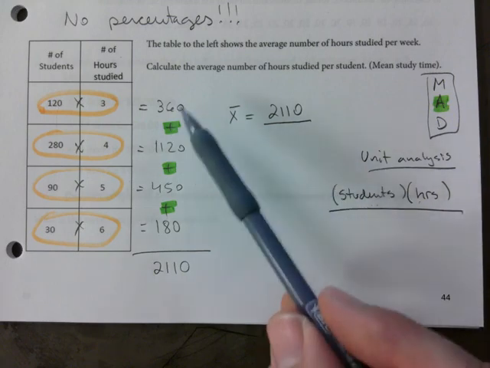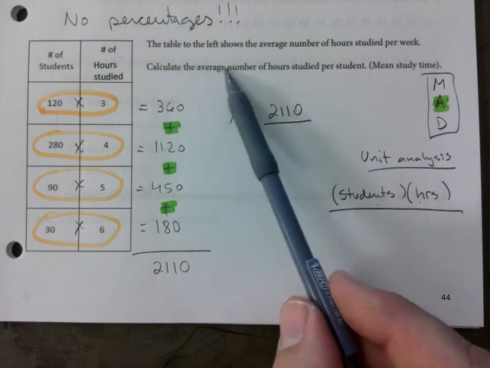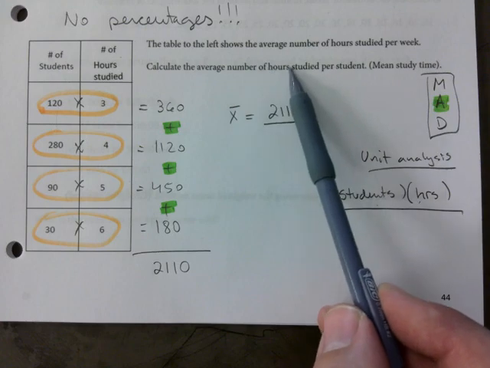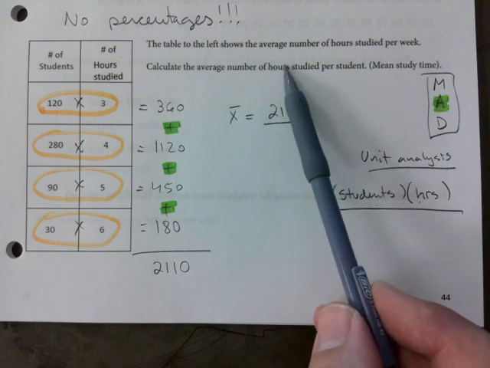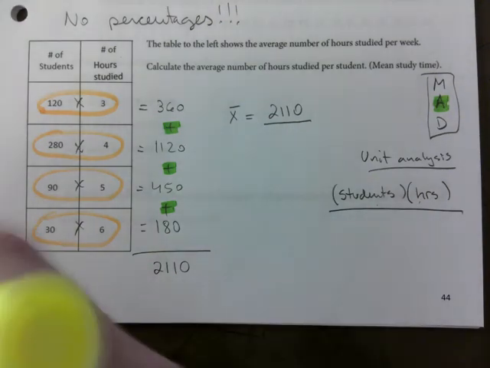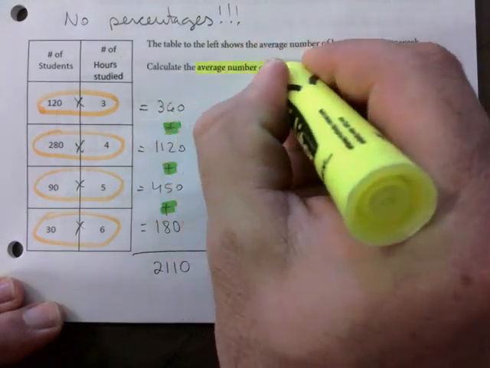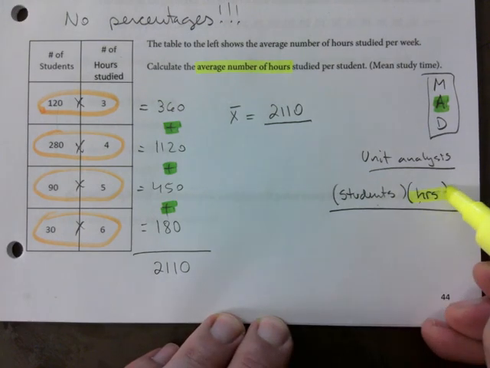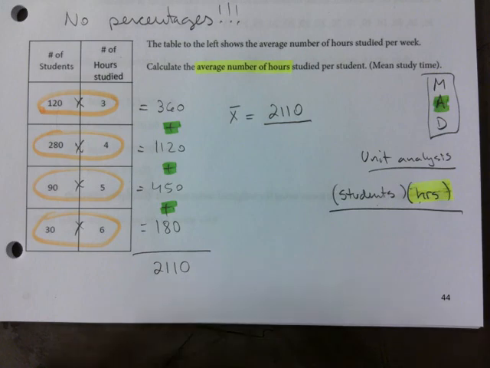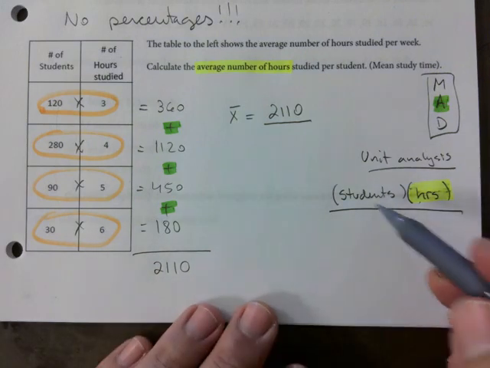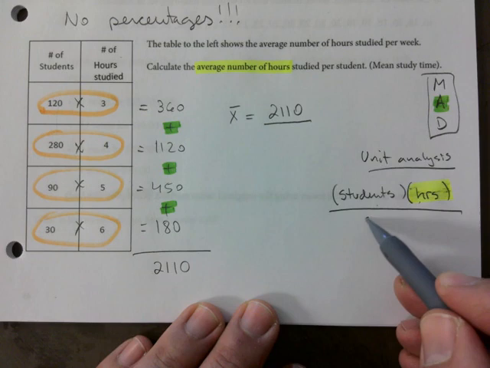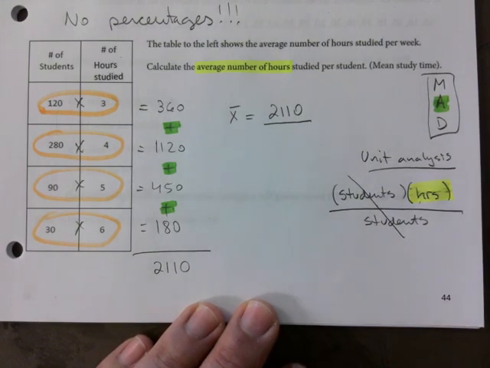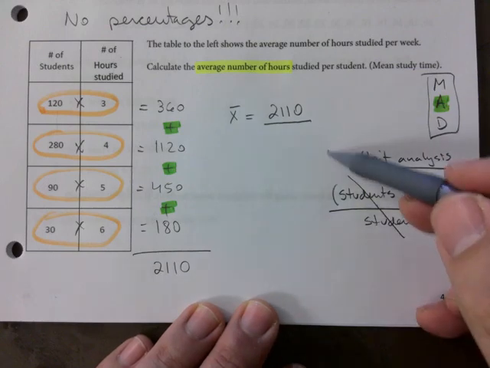What is it asking me here? Calculate the average number of hours. That's what you want. You read that? I'm going to highlight that. Calculate the average number of hours studied per student. So you want this. That's what you want to keep. What are you going to divide this by to get rid of students? Yeah, you just divide by students, okay? And that allows you to do this. This is on the side.